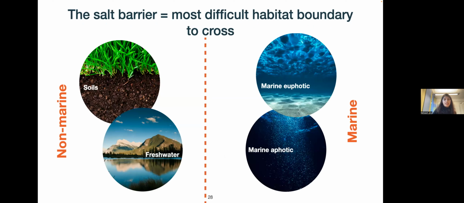One of the most difficult habitat boundaries to cross, and the one that I focused on, is the salt barrier. This is the boundary between saline marine environments and the low salinity non-marine environments, such as soils and freshwater. This salt barrier is very difficult to cross because adapting to this new salinity, or this new osmotic pressure, is very difficult.